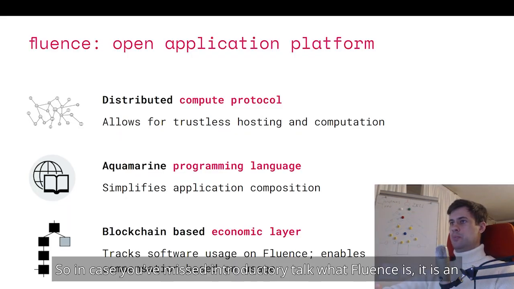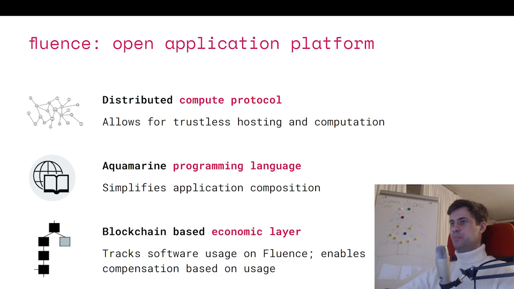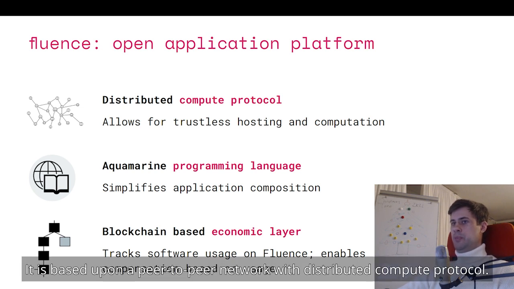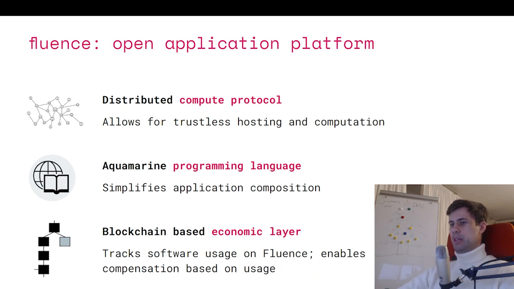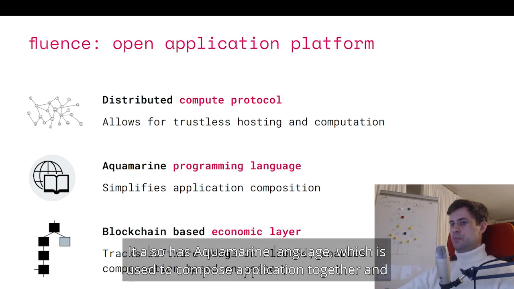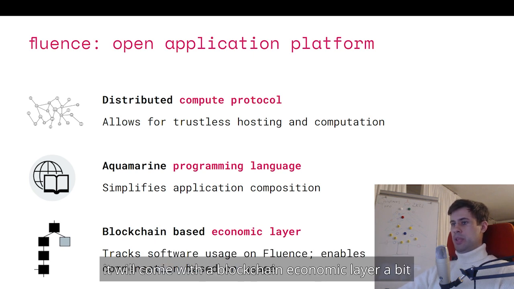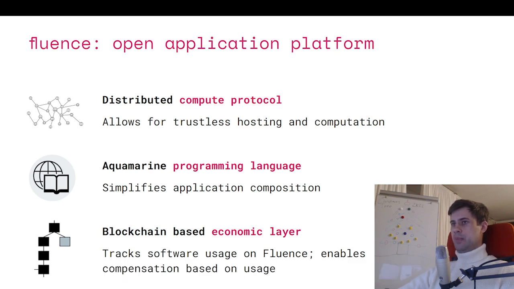So, in case you've missed the introductory talk, what Fluence is, it is an open application platform. It is based upon a peer-to-peer network with distributed compute protocol. It also has Aquamarine language, which is used to compose applications together. And it will come with a blockchain economic layer a bit later.